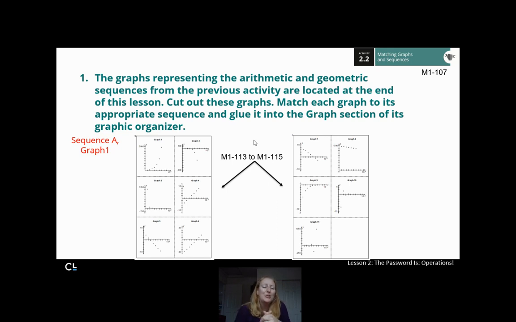So I would like you to use those tables that you just made on all those graphic organizers to help you match up the graphs. And then you're just going to glue the graph in. You'll see on the organizer, it says graph. You're just going to glue your graph right into that section. So go ahead, hit pause, match everybody up, glue them all in, and then hit play when you're ready to check your work.